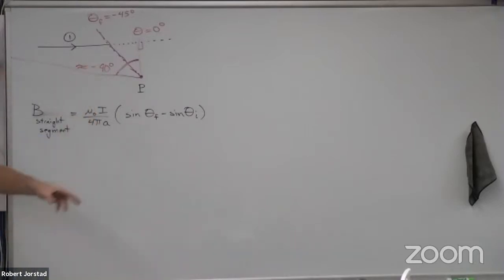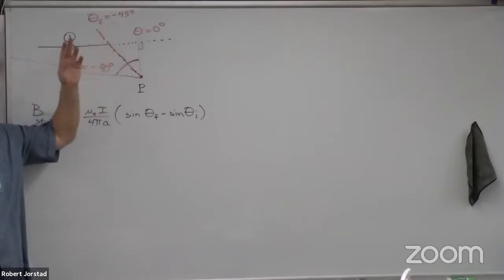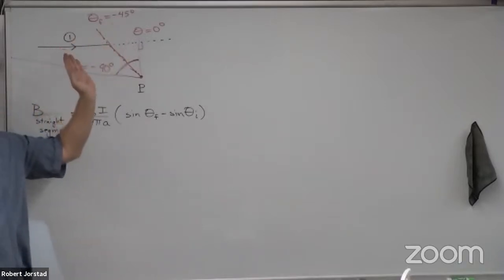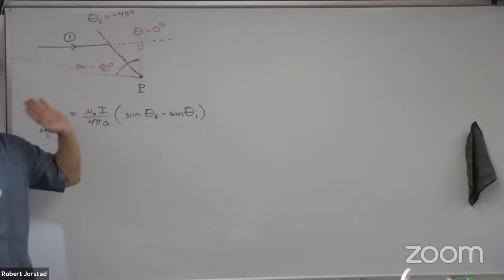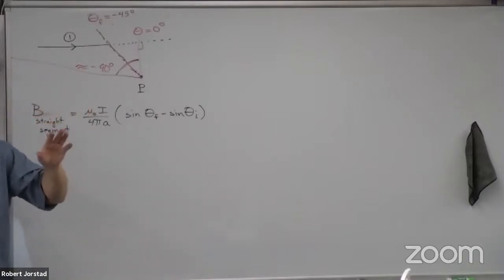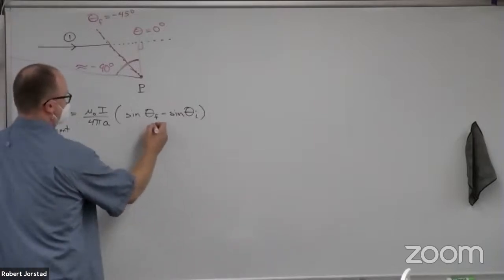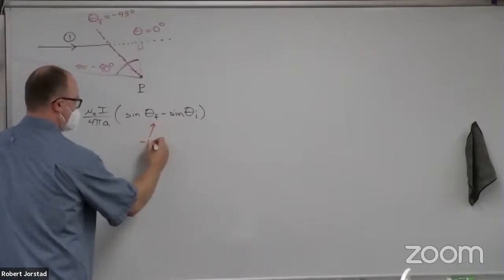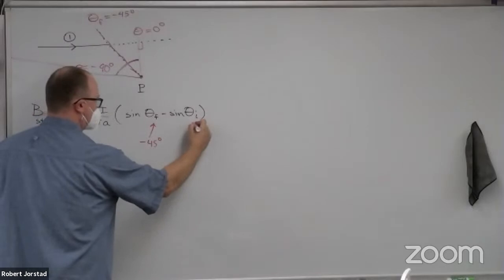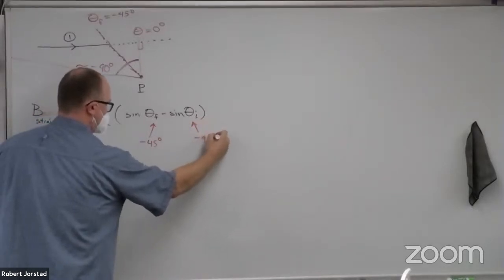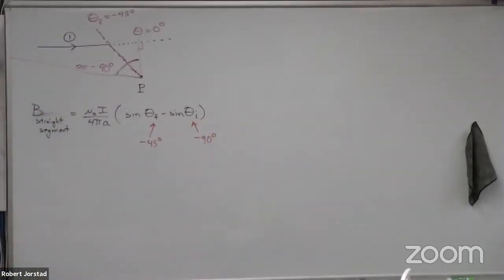And that is important. It doesn't matter whether you call them 90 or 45, but here they're both on the same side as 0. So you should call them both positive or both negative. Does that make sense? All right. So in this case, I would say theta final is negative 45 degrees. Theta initial is negative 90 degrees. Okay.